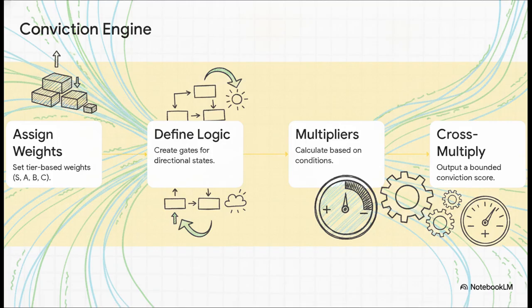If you're a quantitative developer looking for a step-by-step guide to implement this, here is your pipeline to clean structural data into a single actionable strategy. Step 1. Assign tier-based weights, from tier S at the top down to tier C. Step 2. Define strict logic gates for your bullish, bearish, or neutral states. Step 3. Calculate directional multipliers, like +1 for bullish and -1 for bearish. And finally, step 4. Cross-multiply those weights by the multipliers to spit out a strictly bounded conviction score.